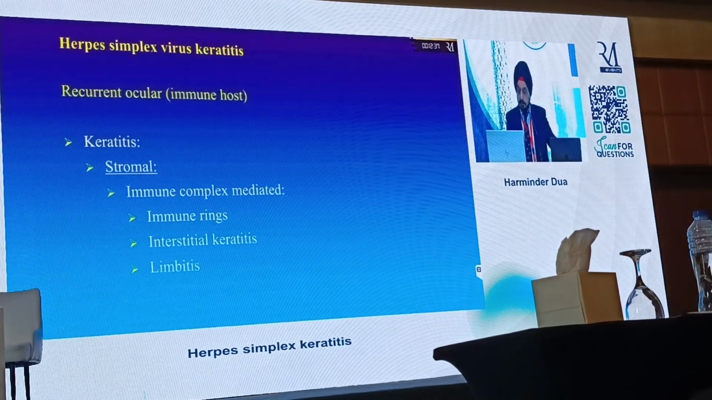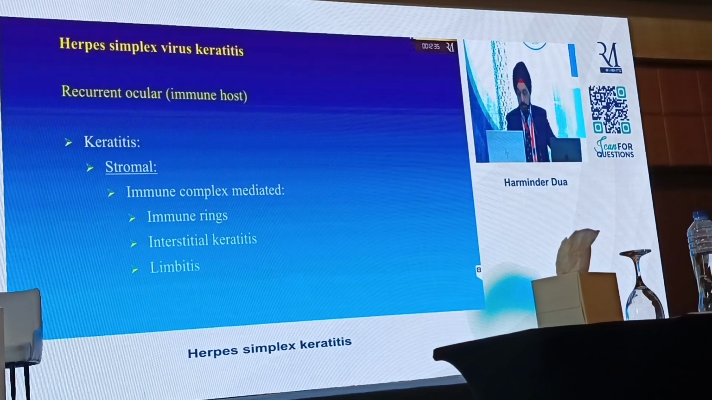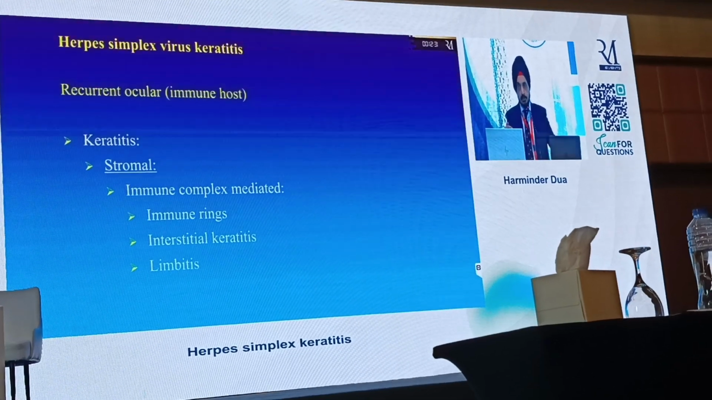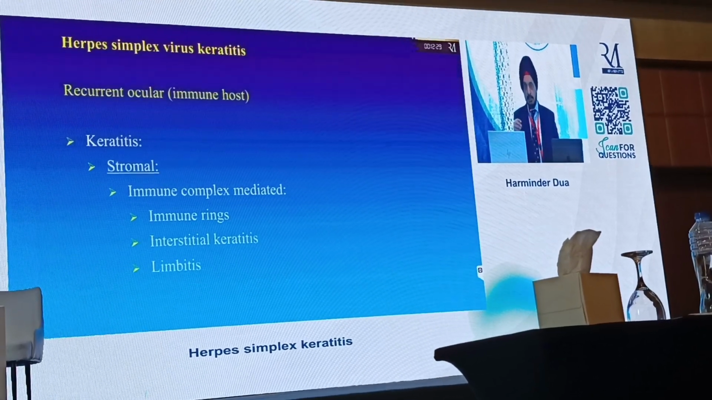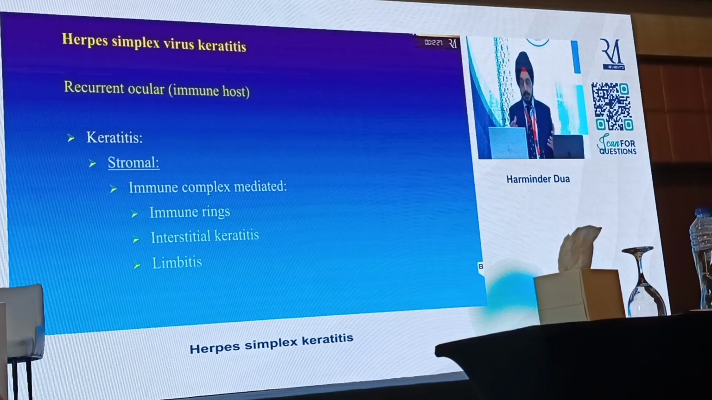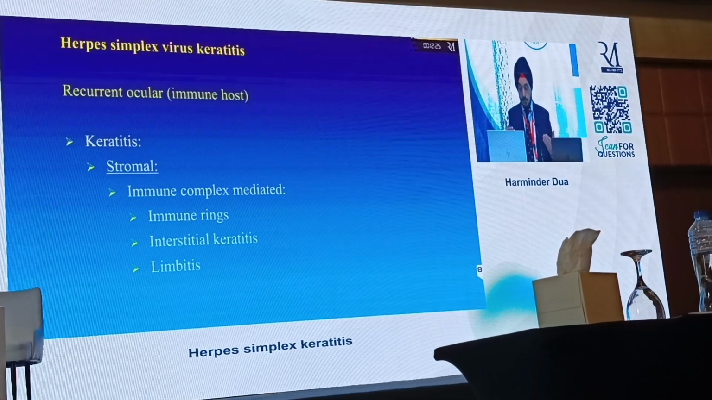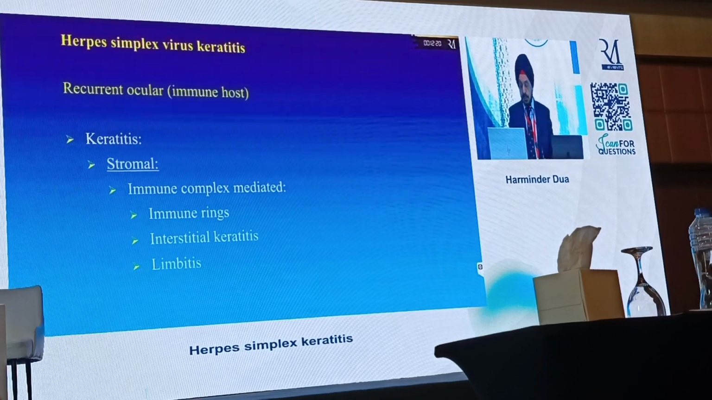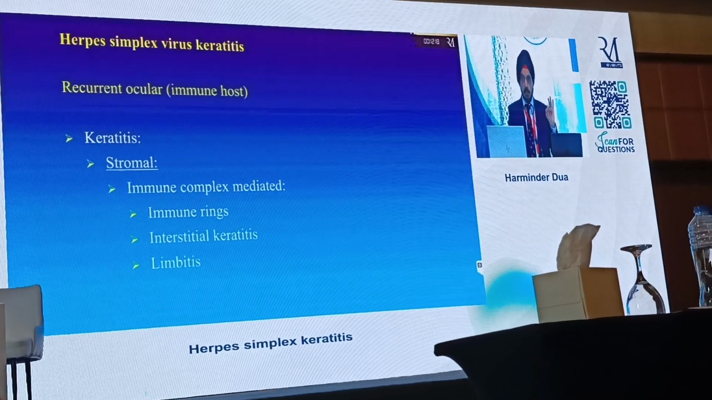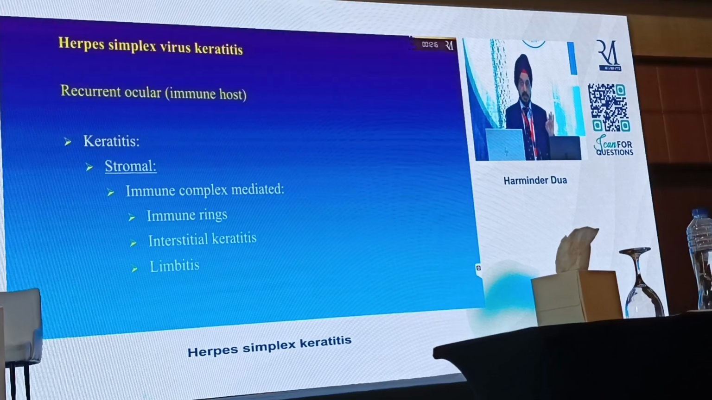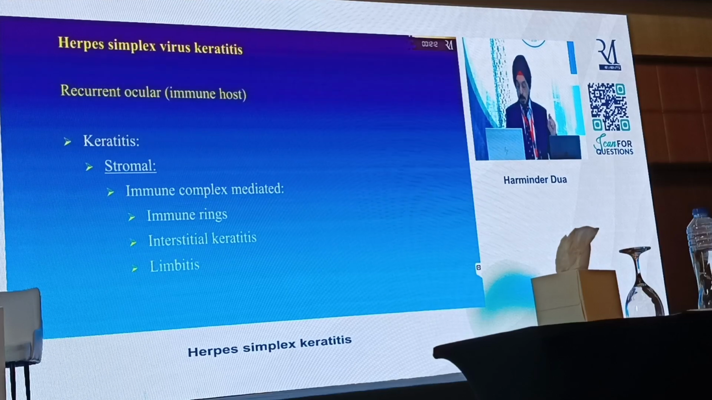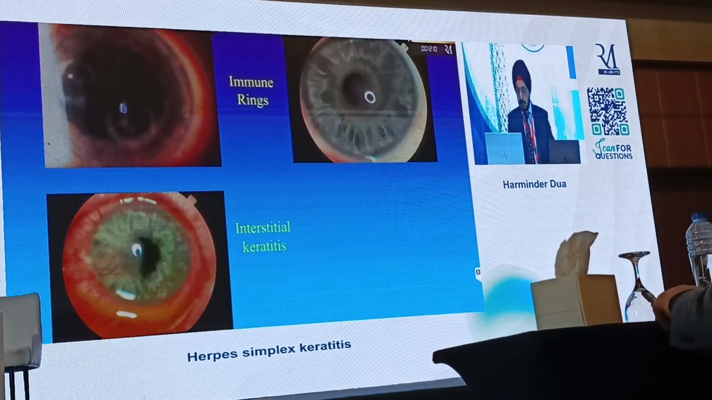Now, coming to the cornea, the stromal bit of the cornea, this is an immune complex disease. Most of the time, it's a reaction to the virus rather than active viral replication, so that can also happen. And this can be in the form of immune rings, it can be in the form of interstitial keratitis and limbitis. One of the commonest causes of limbitis, limbal inflammation, is herpes simplex disease, and the next common is acanthamoeba. So always think of the limbus, and I'll just show you a couple of pictures.